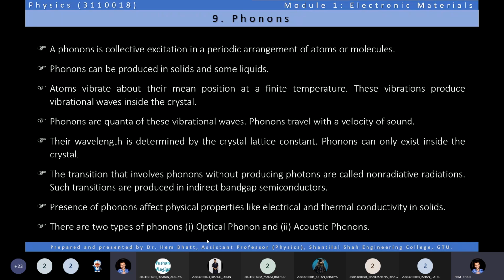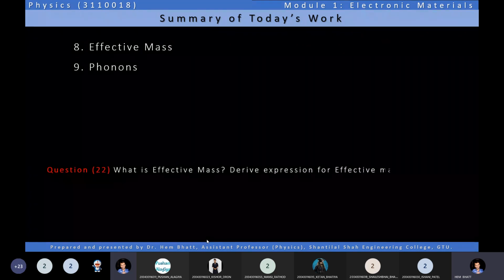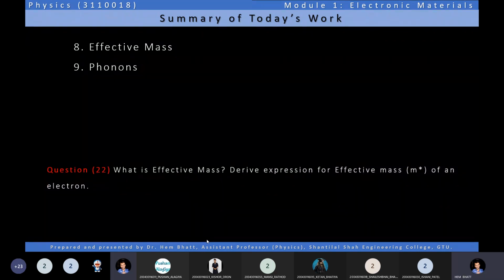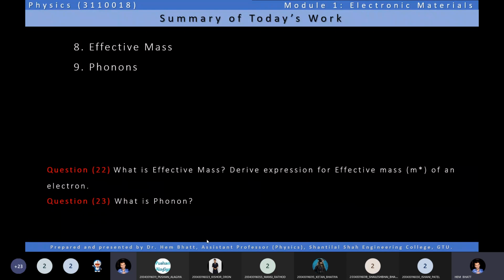So that is all for today's lecture. We intended to cover two topics, effective mass and phonons today, and we have covered. The possible questions from these topics are: what is effective mass? Derive expression for effective mass m star of an electron. What is phonon? Explain. So out of 22 and 23, 22 અત્યારે તમારે 2:30 વાગ્યા સુધીમાં સબમિટ કરવાનું છે.